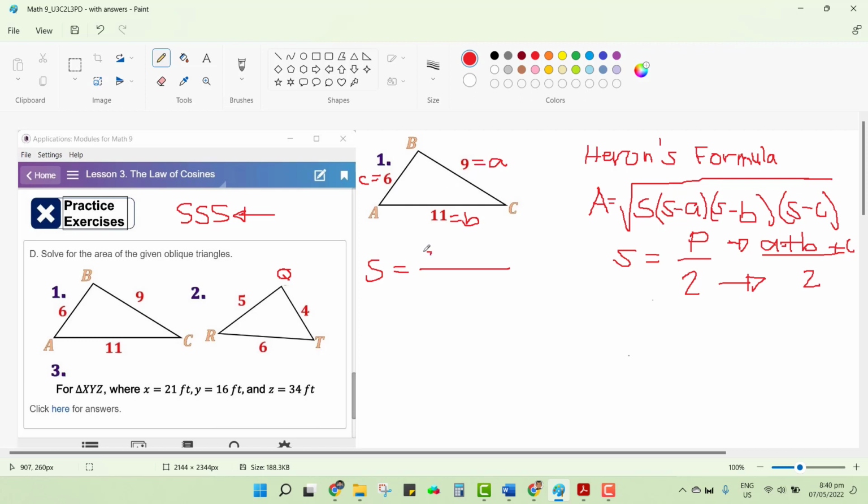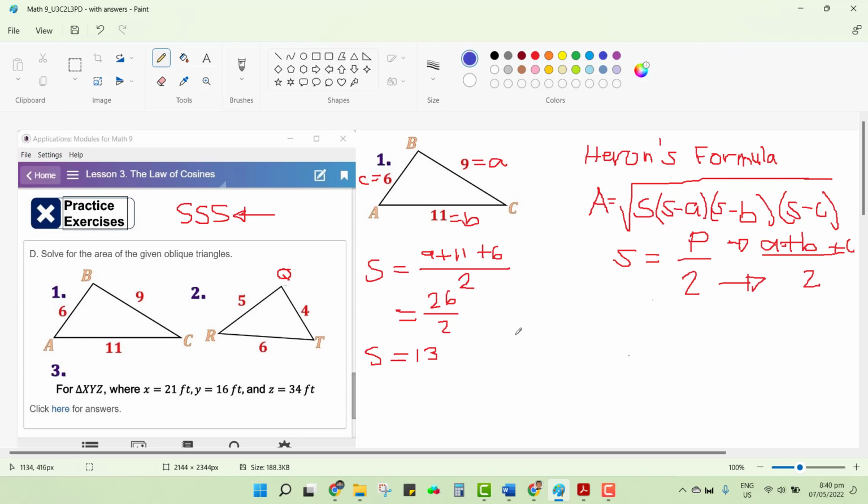You have here 9 plus 11 plus 6 all over 2. And that's actually 26, if I'm correct, all over 2. So your S is 13. This is the value you will use for this formula here. So let us now solve the area.